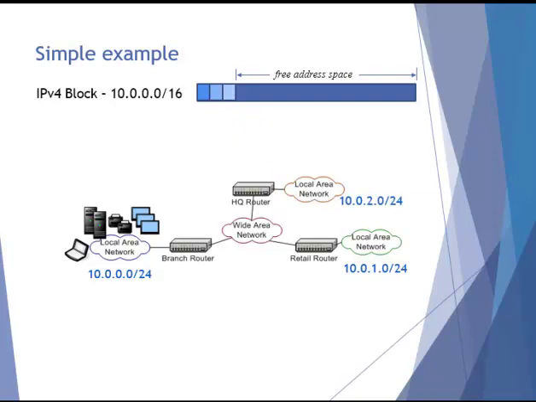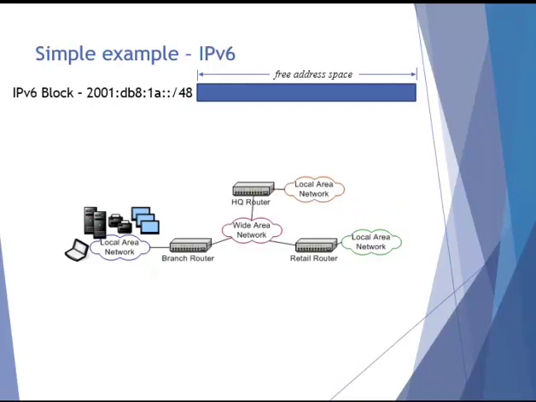So here I've just got a simple way to carve up my blocks. I can take my /16, I can actually slice it into /24s and just assign them as I need them. Now you could use a similar approach with IPv6. Let's say I start with a /48. Let's say this is the address I get from my ISP. And if I want to just take that down to /64s, I could do that as well.